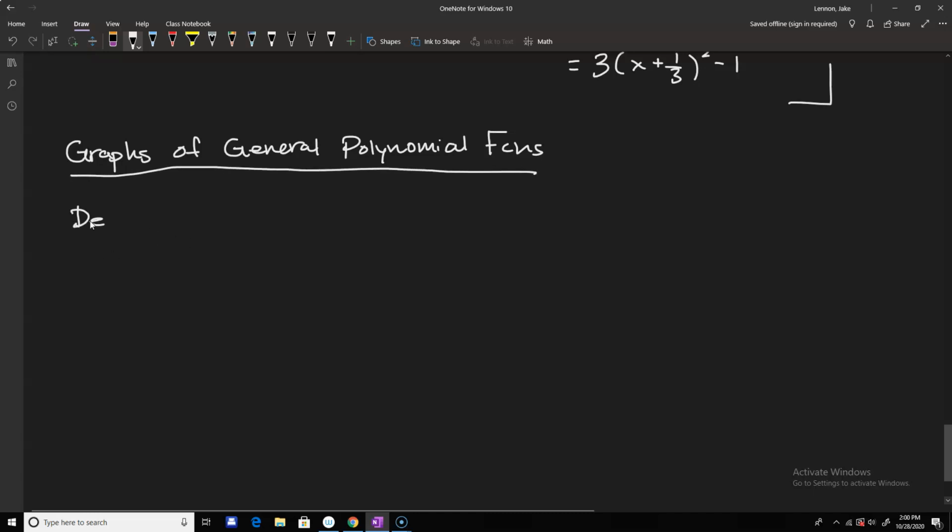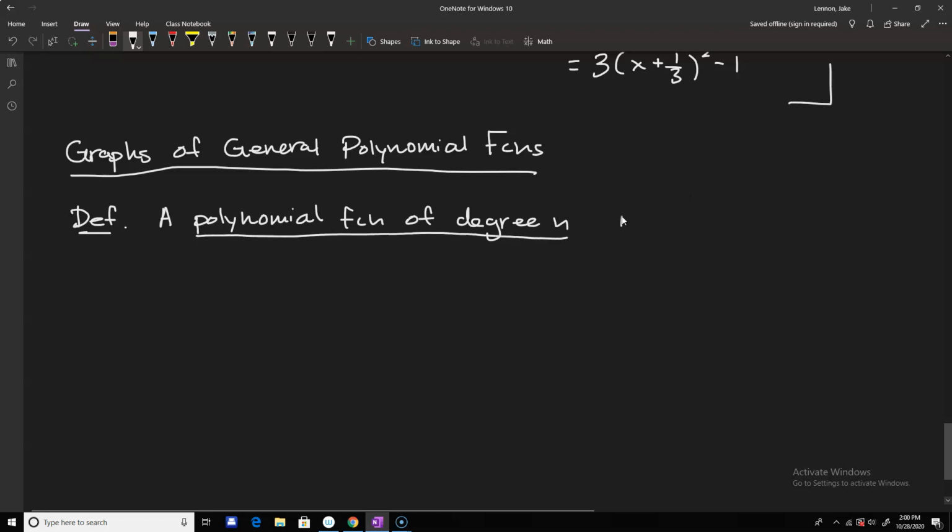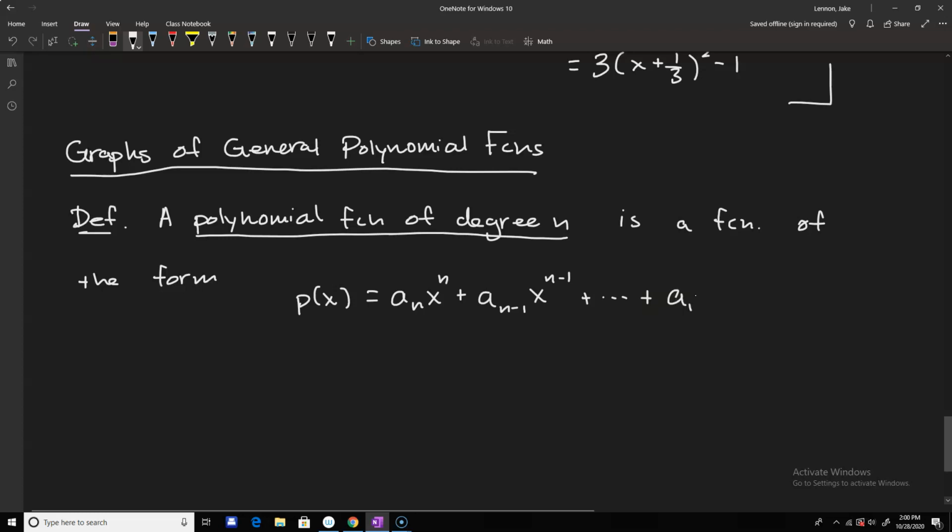So let's again just recall what a polynomial function is. A polynomial function of degree n. The degree is just the largest power of the variable x that appears. So it is a function of the form, let's say p of x is equal to a sub n times x to the n plus a sub n minus 1 x to the n minus 1 plus a bunch of other terms, plus a sub 1 x plus a sub 0. So a general polynomial has a finite number of terms, but it could be very large. It might have 100 terms, whereas our quadratic functions only had 3 terms. So they're very simple by comparison.